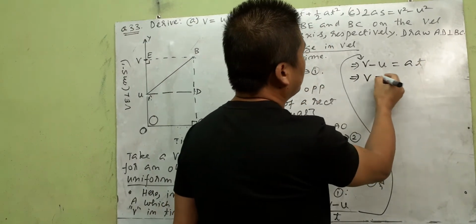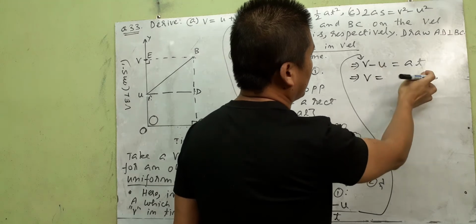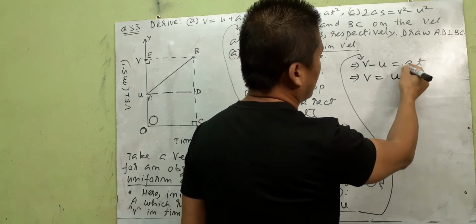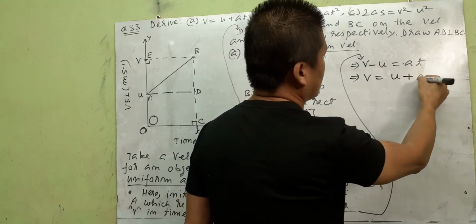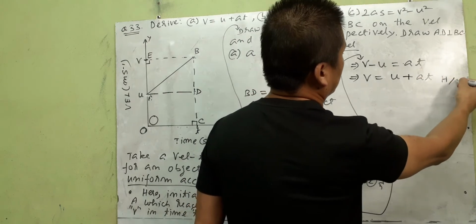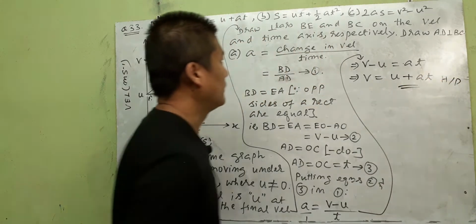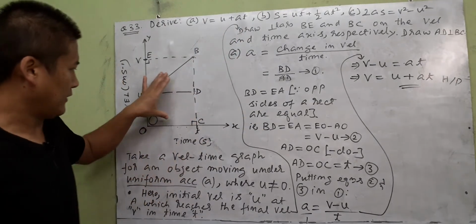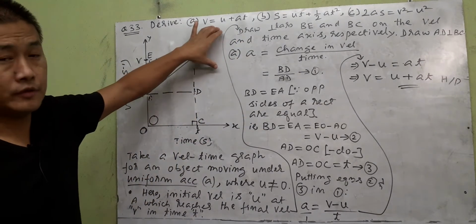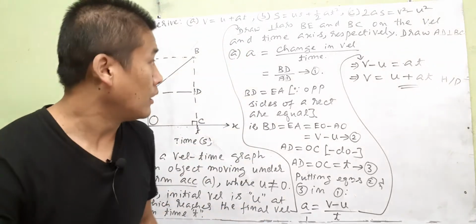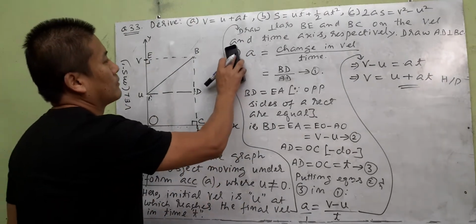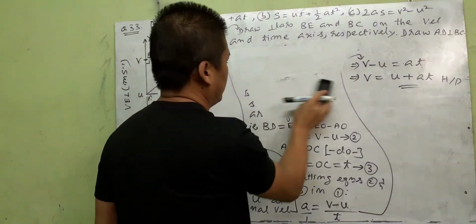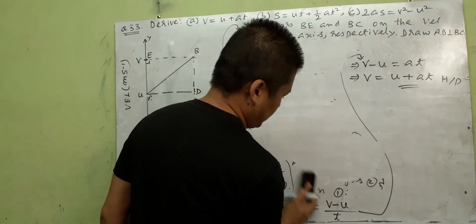Here V doesn't move. If you move this minus U, this side becomes plus U. No sign here means already plus is there. So the first formula is proved: V is equal to U plus at. By using this velocity-time graph, we have proved it. So that is called the graphical method. Okay, so let's go to the next one, B. We finish this one. Let's go to B.